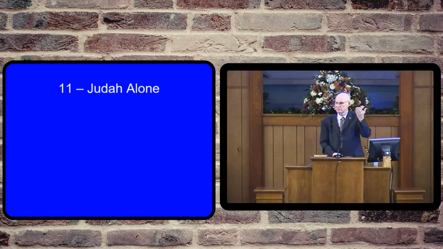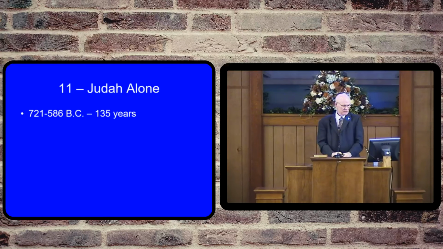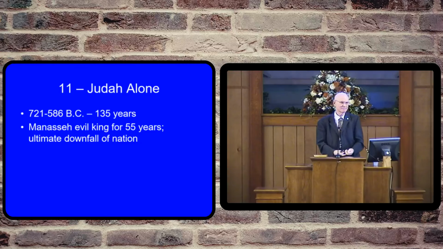With Israel gone, that leaves Judah alone, period number 11. So now Judah is the only nation left that we have to deal with as far as the people of God. This lasted about 135 years, from 721 to 586 BC. Manasseh, one of the well-known kings of this period, ruled 55 years, extremely evil. In fact, he was probably the ultimate downfall of the nation. But that doesn't mean that everybody that came after him was bad, because Josiah, who ruled after him, was a good king for 31 years. So the choice was there.